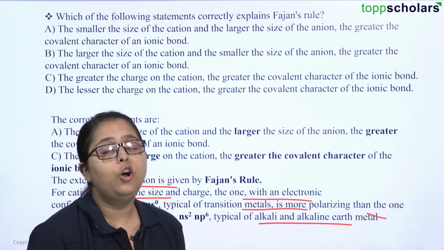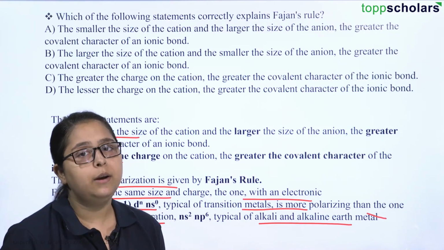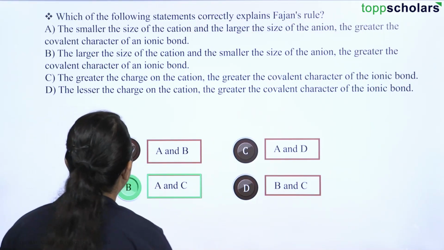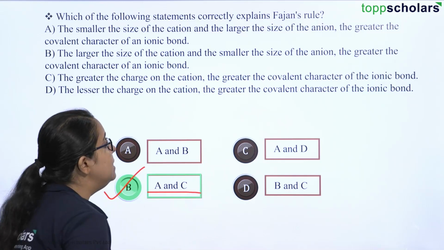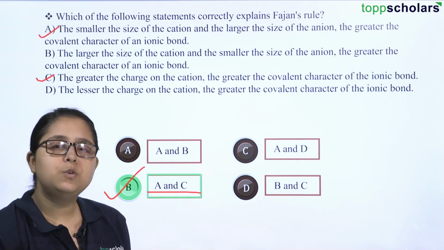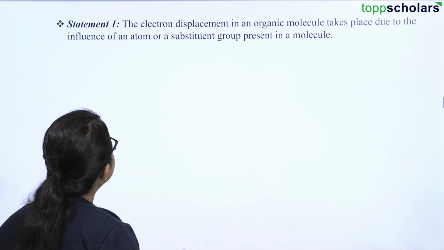Also, you should be clear on what the terms polarizing power and polarizability mean. So, the correct answer over here becomes option B, which is A and C. These 2 statements are correct. Now friends, let us move on to the next question. The next question is giving us statements.